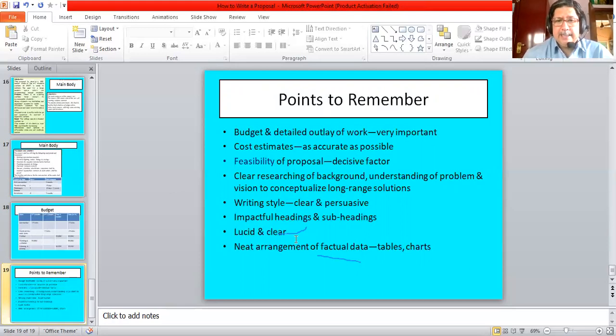So there should be clear and lucid writing, impactful headings and subheadings, and a neat arrangement of factual data in the form of tables, charts, and diagrams. So be systematic, be innovative, and be logical in drafting your proposal. You are very likely to succeed, and your proposal will live to see the light of day. So this brings us to the end of the discussion of planning, projecting, and writing a proposal. Thank you.